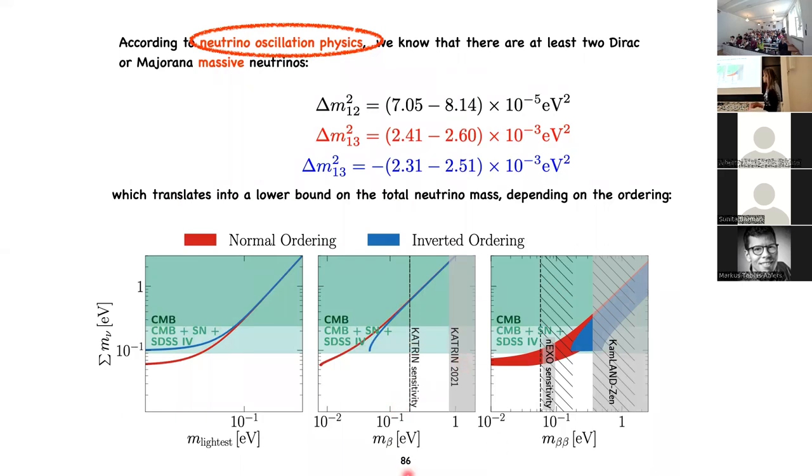And also I show you the sum of the neutrino masses again, but versus the mass as measured by neutrinoless double beta decay experiments. And here I show you the timelines, the current sensitivity, and future sensitivities of the next experiments.